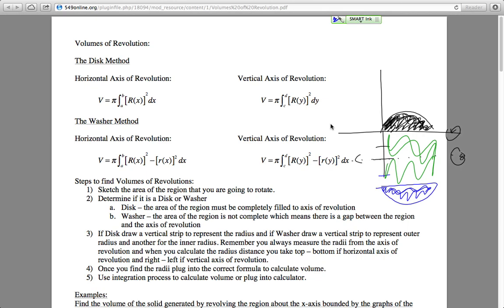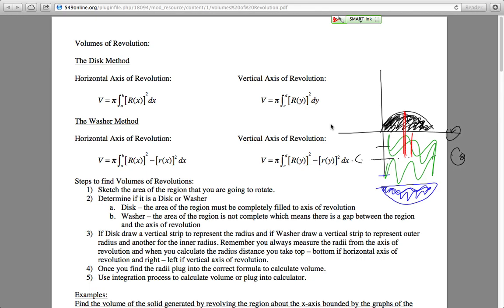That would be washer. And it's a washer because the axis of revolution doesn't touch the shaded region completely. The shaded region has to be completely lined up with, or flush with, your axis of revolution. If it's not completely flush, then you know it's a washer. Does everybody see how we get washers? And what happens in a washer is you have an outer radius and an inner radius. You subtract the outer radius squared minus the inner radius squared.